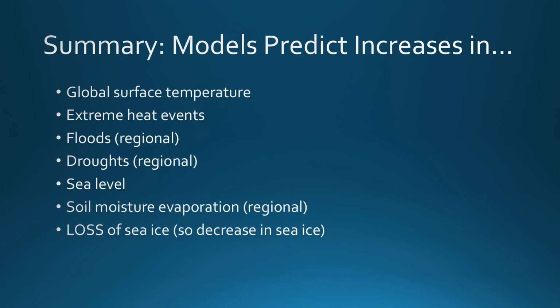So just to summarize, these models are predicting increases in global surface temperature, in the amount of extreme heat events that we experience, flooding in some regions, droughts in some regions, a sea level rise, an increase in soil moisture evaporation, which will lead to drought, and then an increase in the loss of sea ice, which means a decrease in overall sea ice over time.